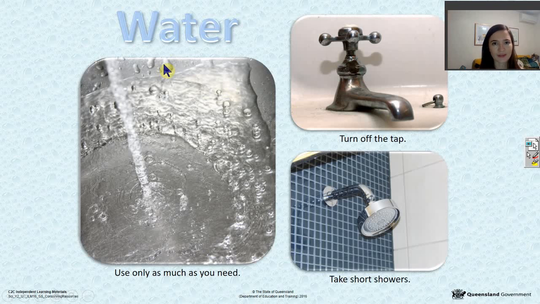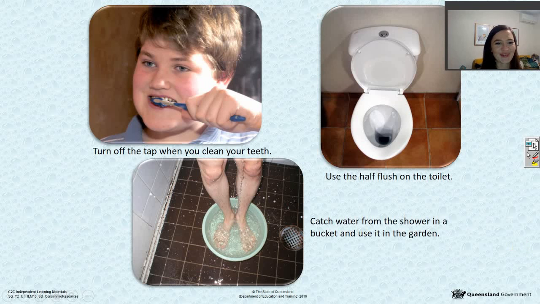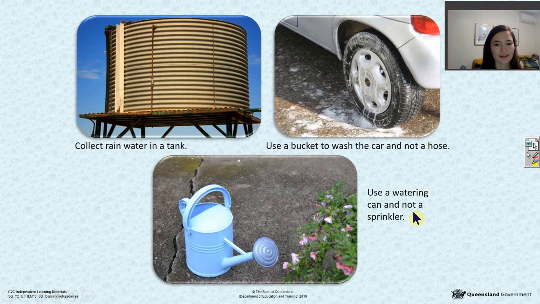So with water, this is one of the resources we talked about first. We use only as much as we need, and we can do things like turning off the tap while we're brushing our teeth. We could take shorter showers, and that way we are going to conserve water. What will be the next resource, do you think? Well, it's still water. Use the half flush on the toilet and catch water from the shower in a bucket and use it in the garden. Well, that's a very novel idea. Okay, you can collect rainwater in a tank, use a bucket to wash the car and not a hose, and use a watering can and not a sprinkler.